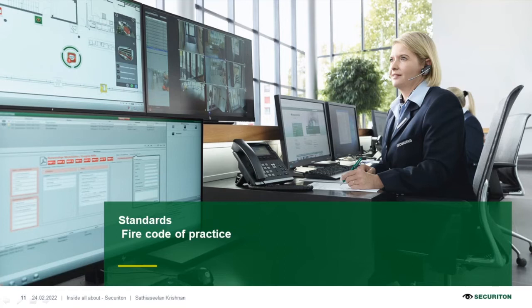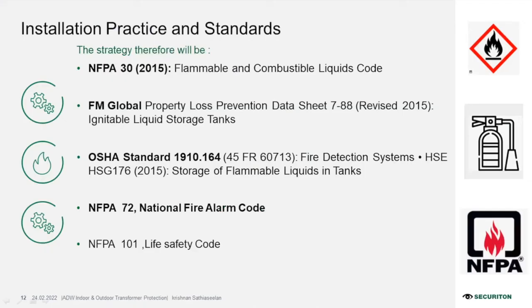So for that, I'm going to share with you some of the fire codes and practices that have been used to cater to floating roof tank applications. Here, as you know, we have NFPA 30, the 2015 Flammable and Combustible Liquids Code; FM Global Property Loss Prevention Data Sheets, which is 7-88, where you can look into it; OSHA standards as well; NFPA 72, which is the common standard for all fire alarm systems; and of course NFPA 101, the Life Safety Code, which you have to look into. I'm going to give you a summary of what these codes have to say.